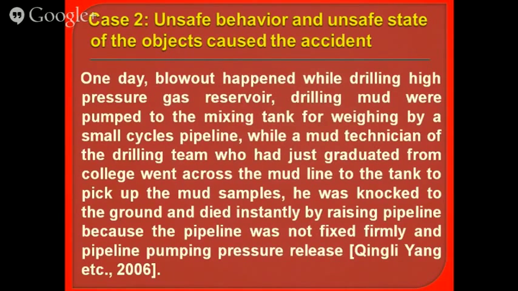Drilling mud was pumped to the mixing tank for weighing by a small circulation pipeline. A mud technician of the drilling team, who had just graduated from college, went across the mud line to the tank to pick up the mud samples. And you see what happened to him. He was knocked to the ground and died instantly by the rising pipeline because the pipeline was not fixed firmly. The pipeline pumping pressure was released and so the accident took place.